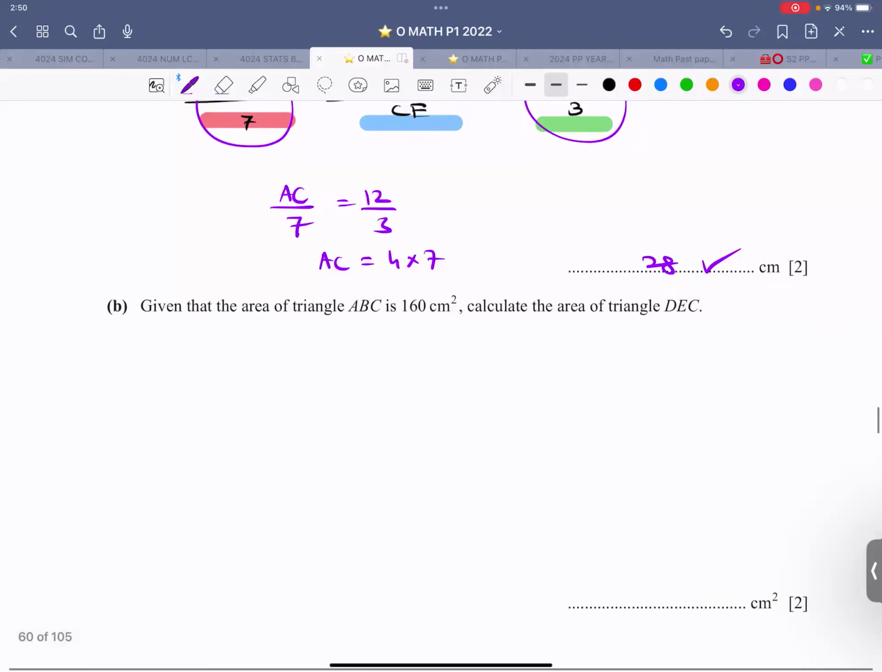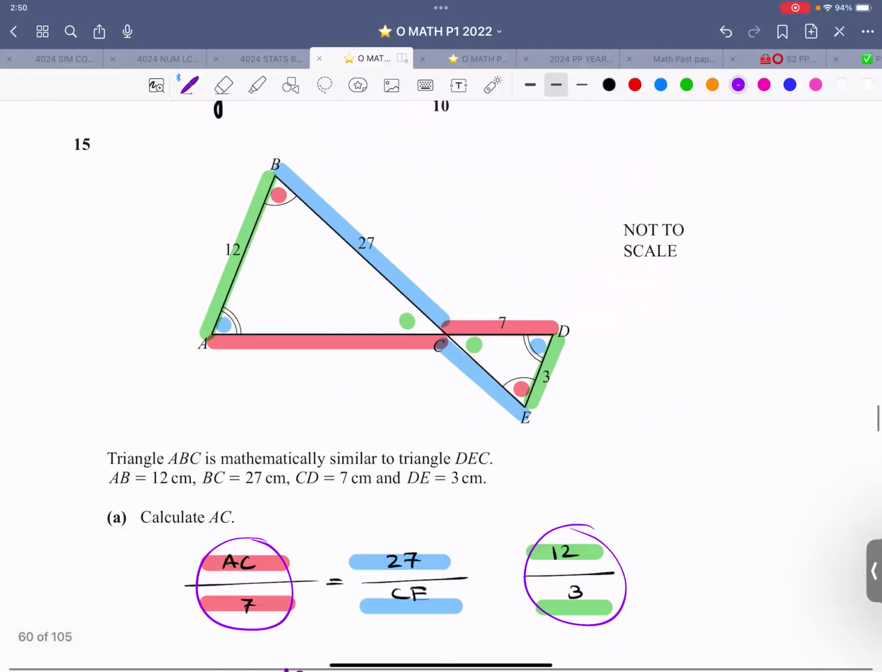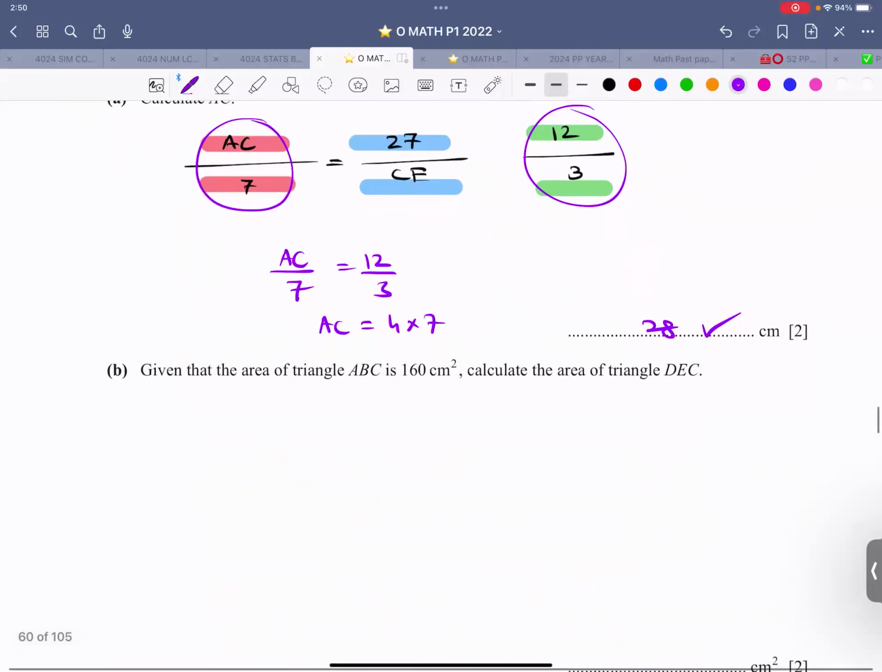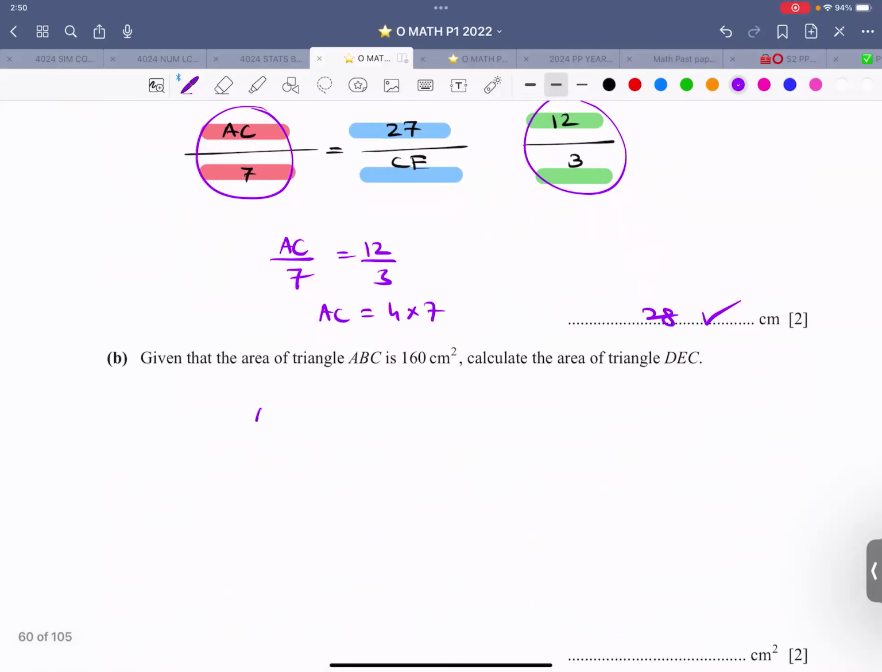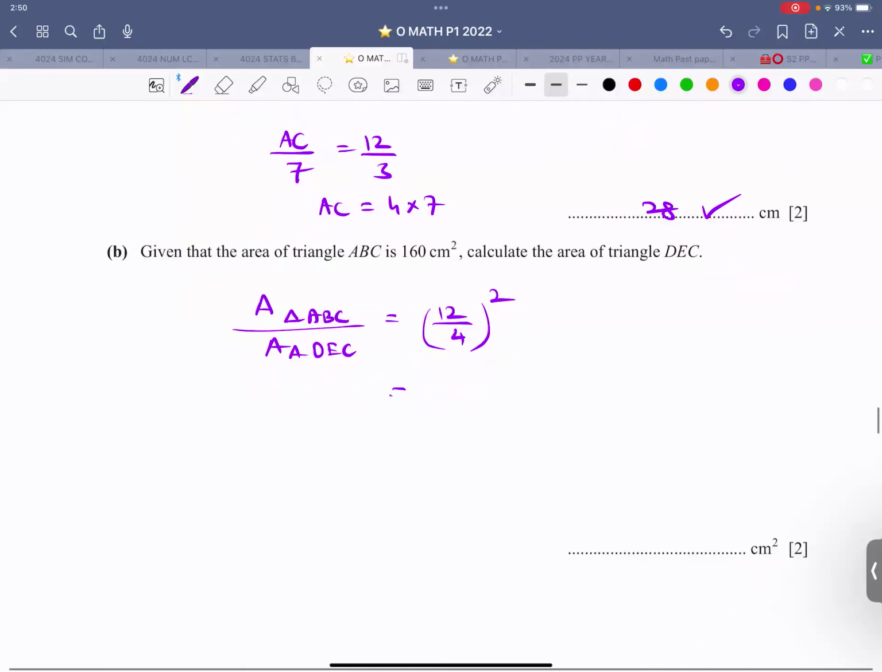Also, the ratio of triangles. The big triangle is ABC. The small triangle is DEC. So the area of triangle ABC to the area of triangle DEC is 12 over 4, this ratio whole square, which is 4:1 whole square, which is 16:1.